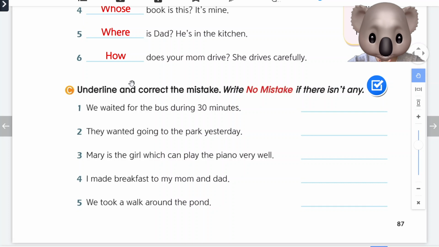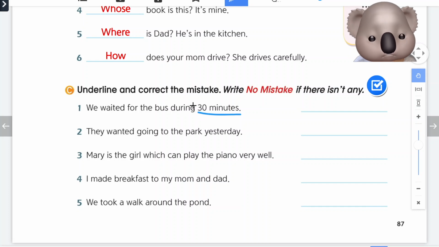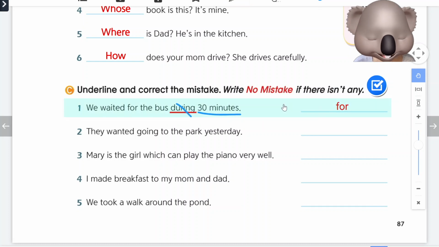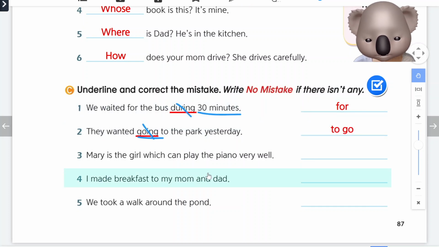Write no mistake if there isn't any. Number 1, we waited for the bus during 30 minutes. 시간이 나오는데 during은 중에. What was the word for 동안? For 30 minutes. Number 2, they wanted going to the park yesterday. Going to is future tense. So we'll get rid of going. They wanted to go. Good.